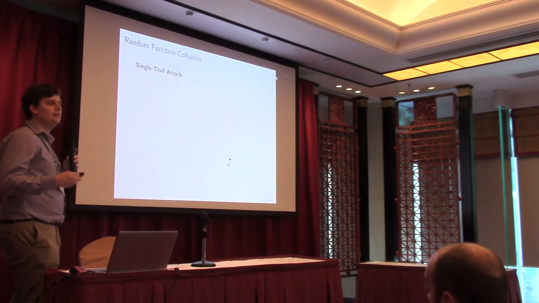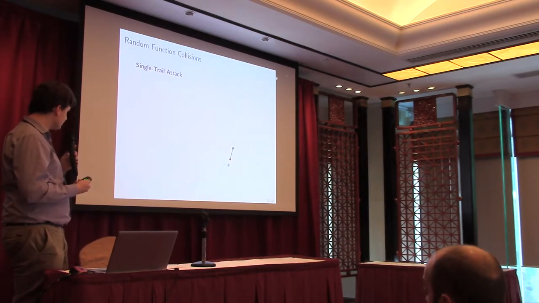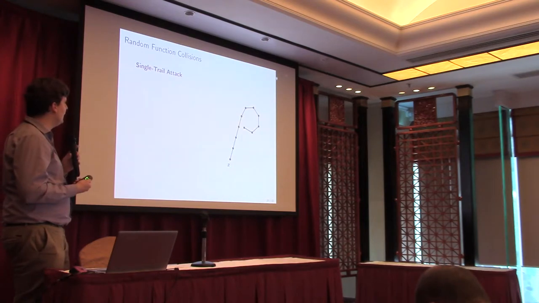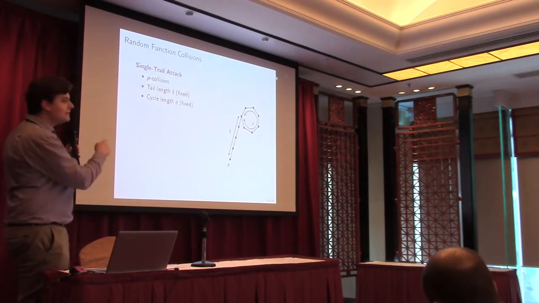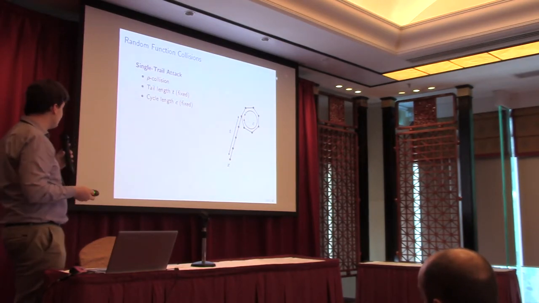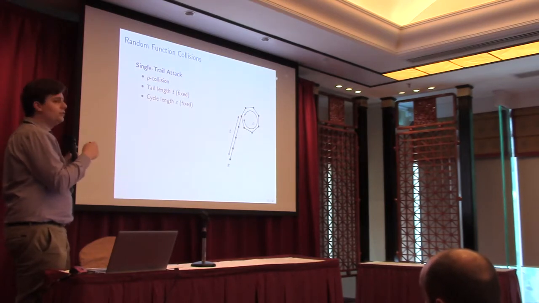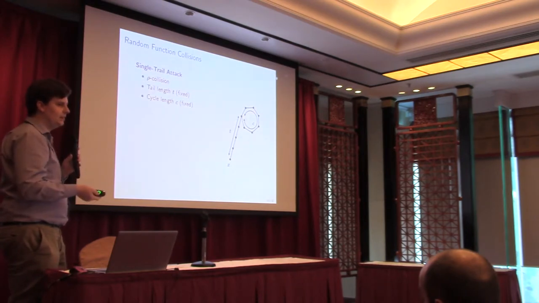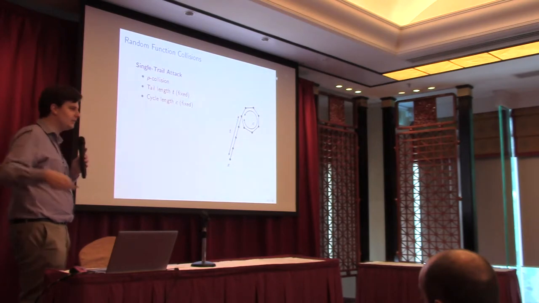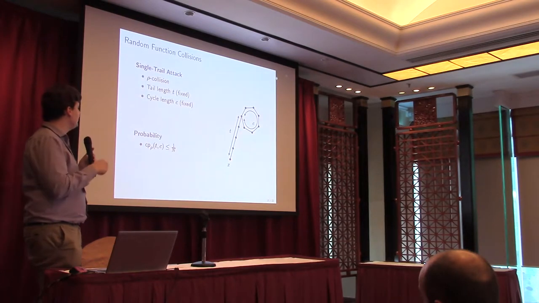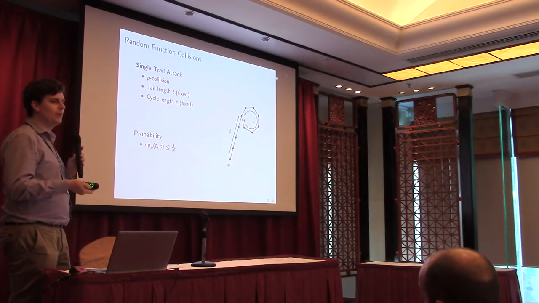We could look at a single trail attack, so like one starting point. And from this starting point, we can continue applying the random function. And then at some moment, it may happen that we enter into a cycle. That's the moment when we have found a collision, because there are two distinct inputs that give the same output. Now, what we can do is fix the length of the tail and fix the length of the cycle. That's not something you would usually do, but it helps in the later derivation of the proof. In that case, you can bound the probability of having a collision with these specific parameters.